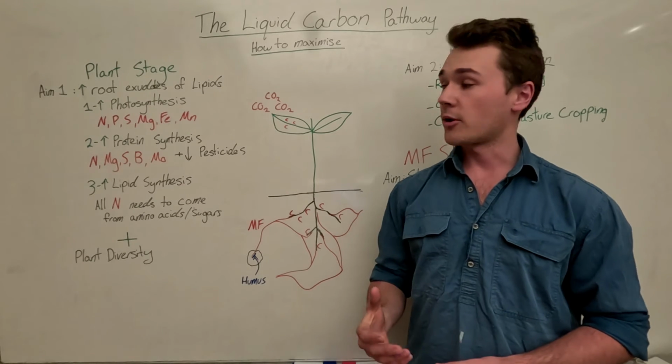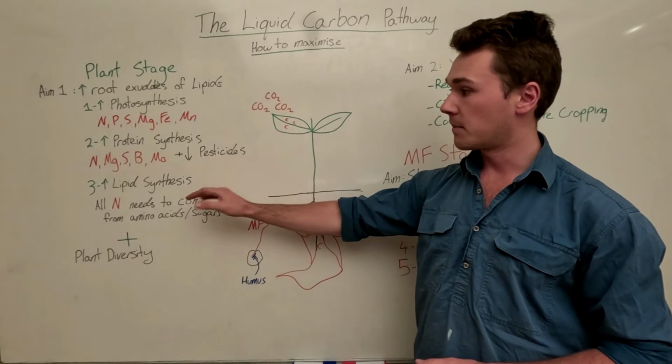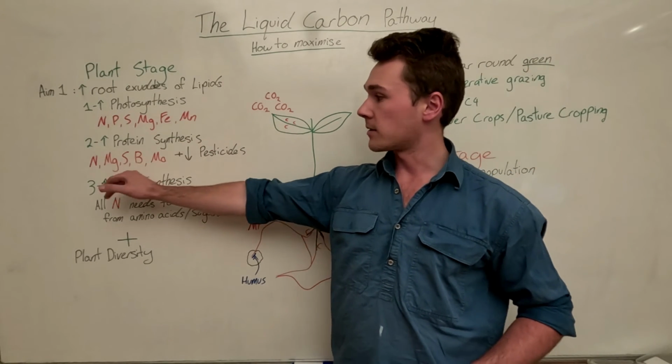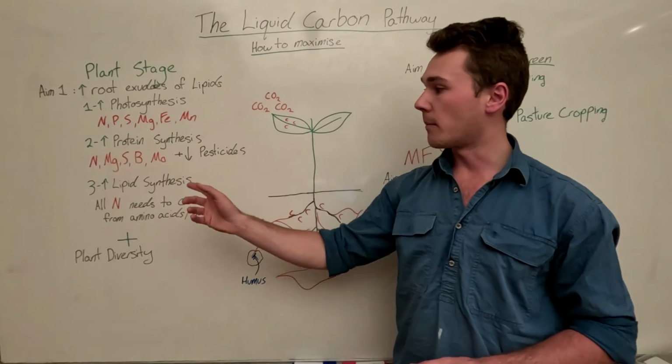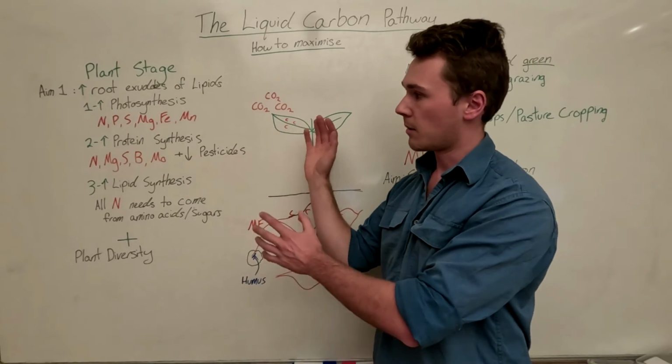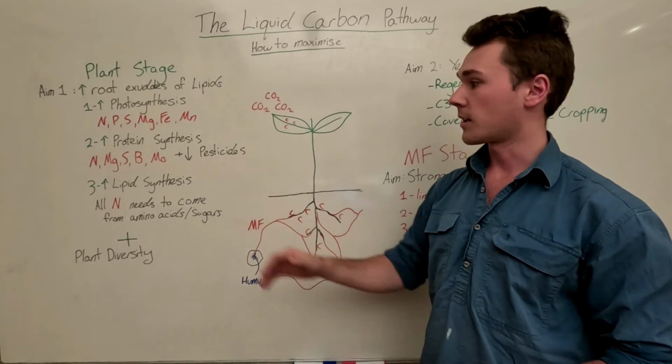As I was saying, plants prioritize protein synthesis before they get to lipid production. In order to maximize protein synthesis, we need sufficient amounts of nitrogen, magnesium, sulfur, boron, and molybdenum. We've got a whole video on all of the minerals, also on the YouTube channel, so go check them out.